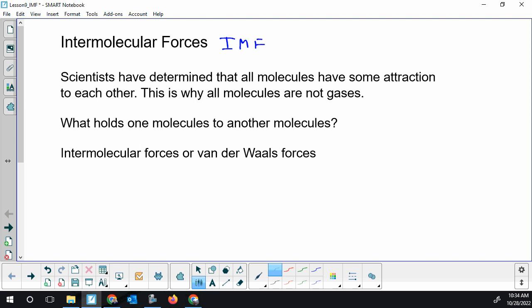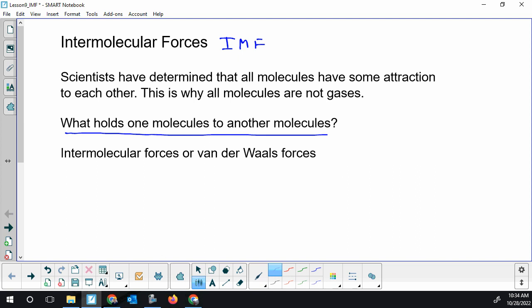So scientists know that there are intermolecular forces between all molecules. Even hydrogen and helium will eventually transition away from being a gas. Now it has to be really, really cold to get hydrogen and helium to turn to liquids and then turn to solids, but it is possible. So we want to answer the question, what is holding one molecule to another? The answer is intermolecular forces or van der Waals forces.